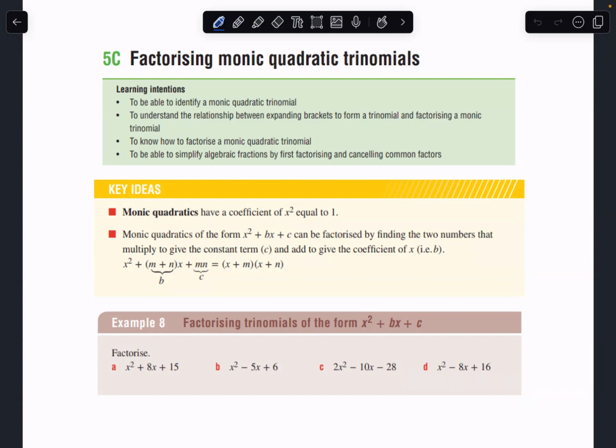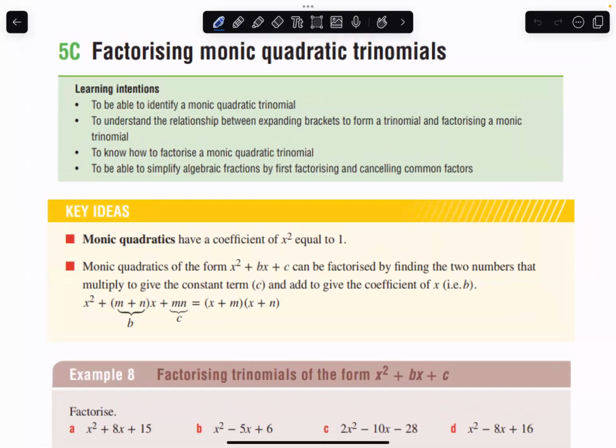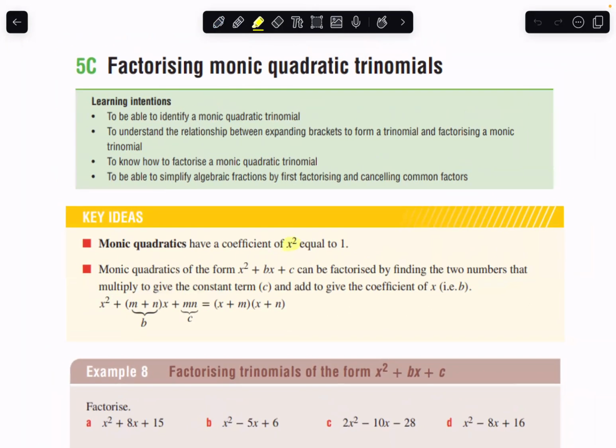Hello, Year 10. Today we're going to do 5C, factorizing monic quadratic trinomials. First, you need to know what is meant by a monic quadratic trinomial. It means that the coefficient of x squared equals 1. Something like this, for example, x to the power of 2 plus 2x plus 1.